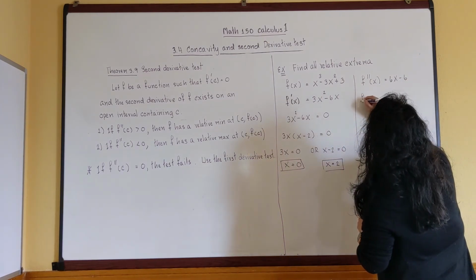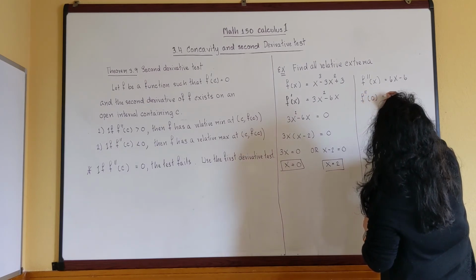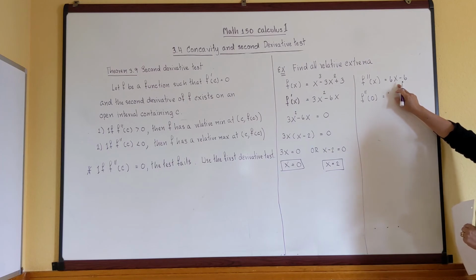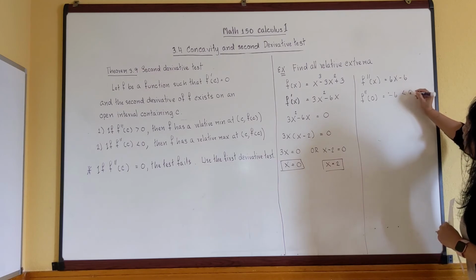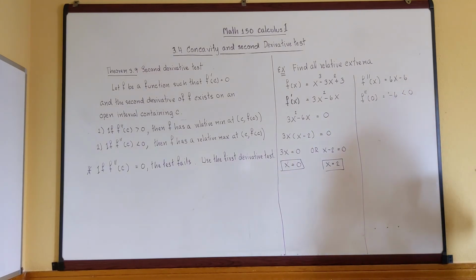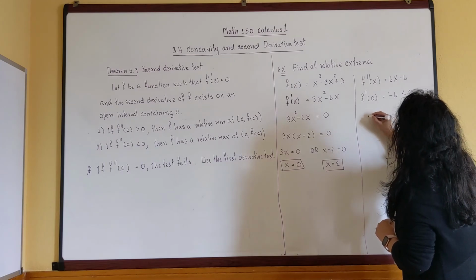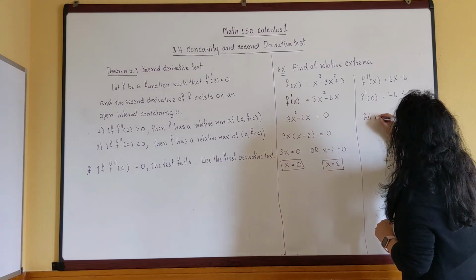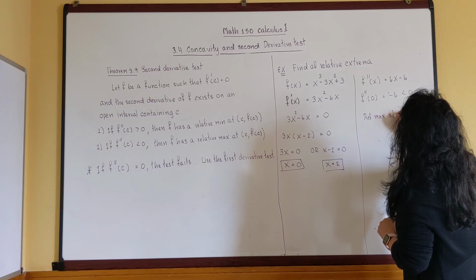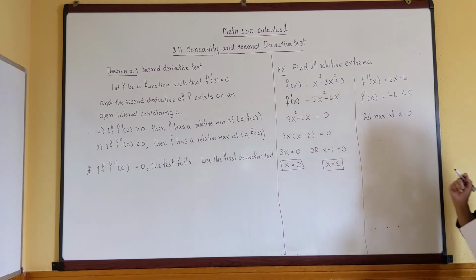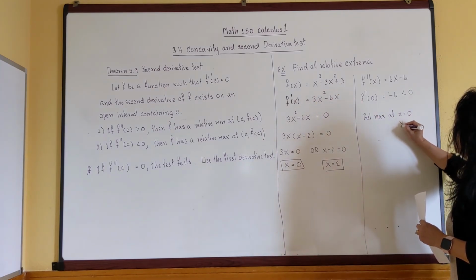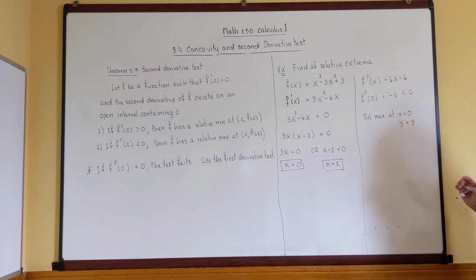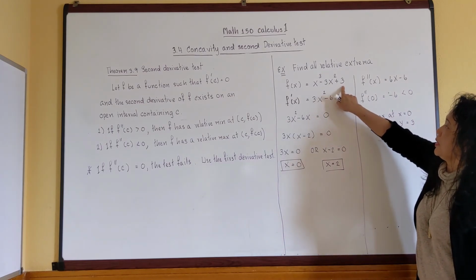Let's plug in the 0 first. So I would have 6 times 0 minus 6, which is negative 6. This is less than 0, so this is a relative max. And if you plug this 0 into the original function, your y will be 3. So the relative max will be at (0, 3).